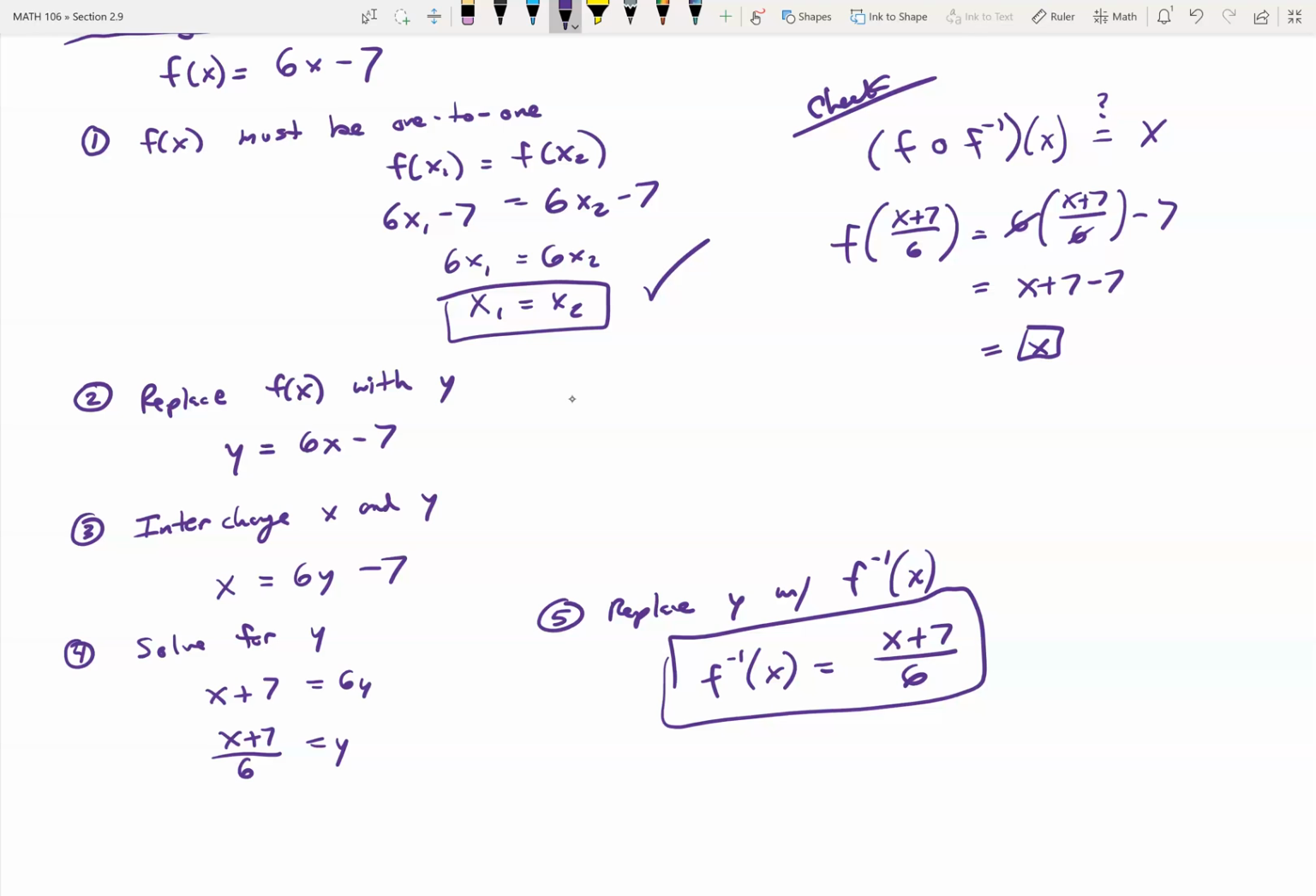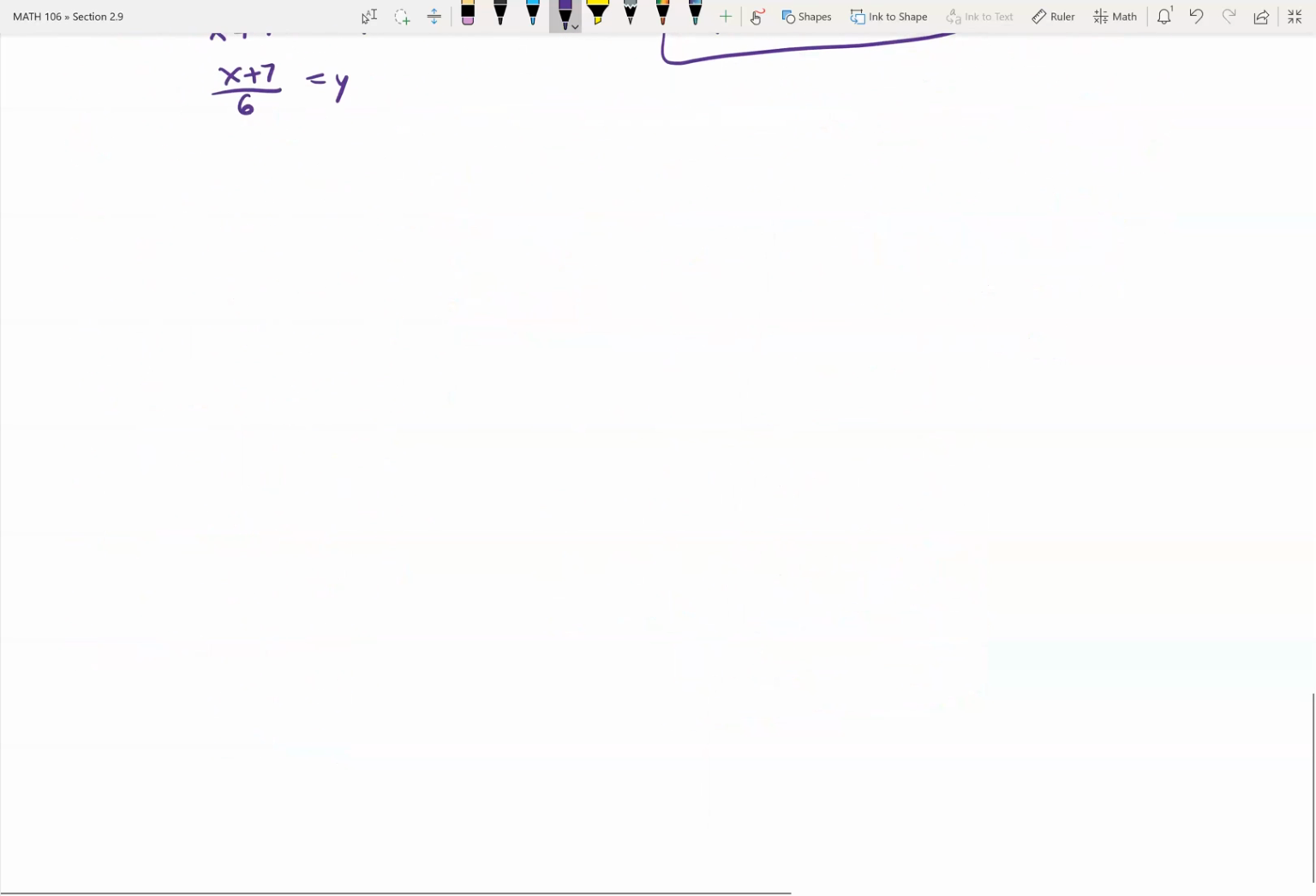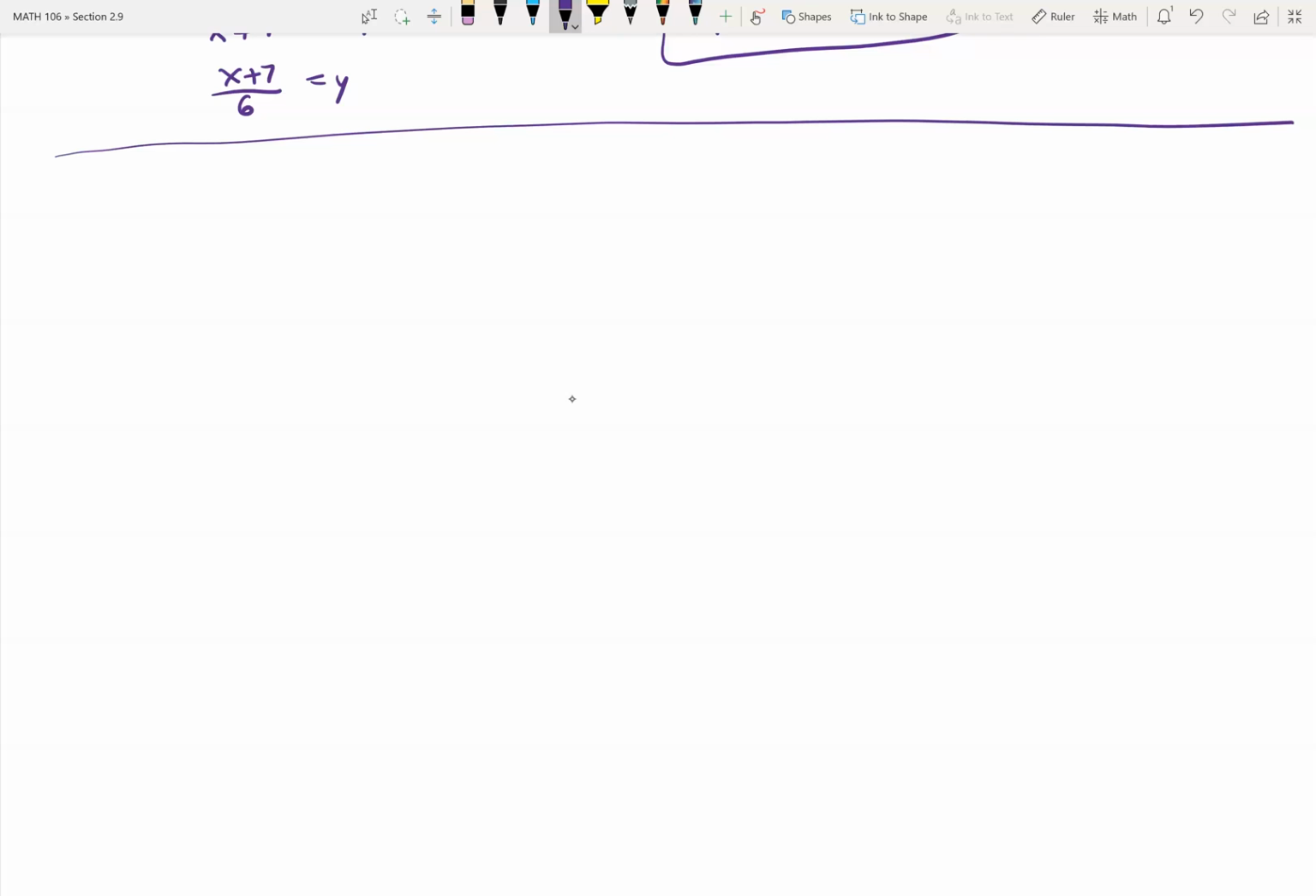Okay? So those are the steps you have to take. Not too bad. So let's try another one just to reinforce some of these steps. Here's another example. Here's the function: f of x equals negative the square root of 9 minus x cubed. What we want to do is determine its inverse, if possible.